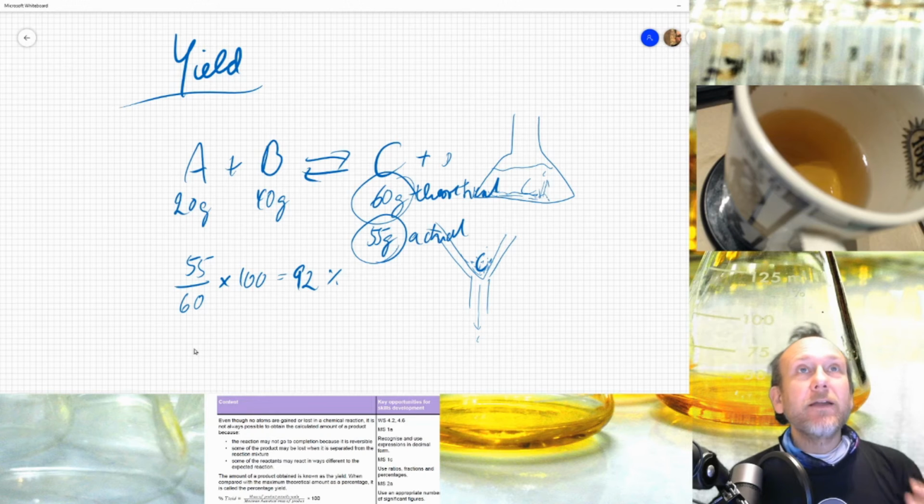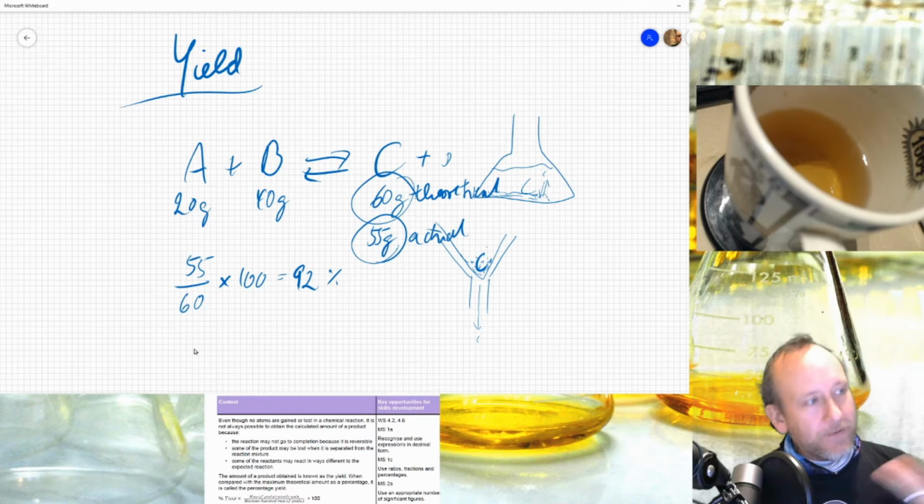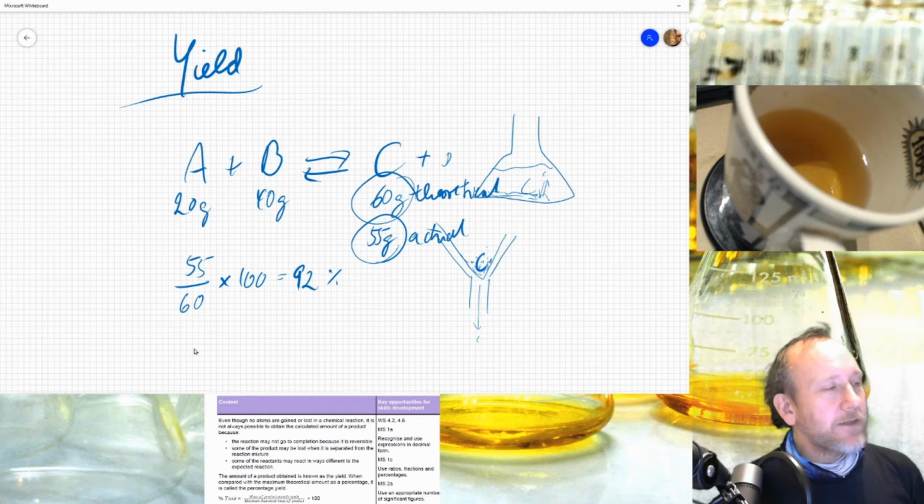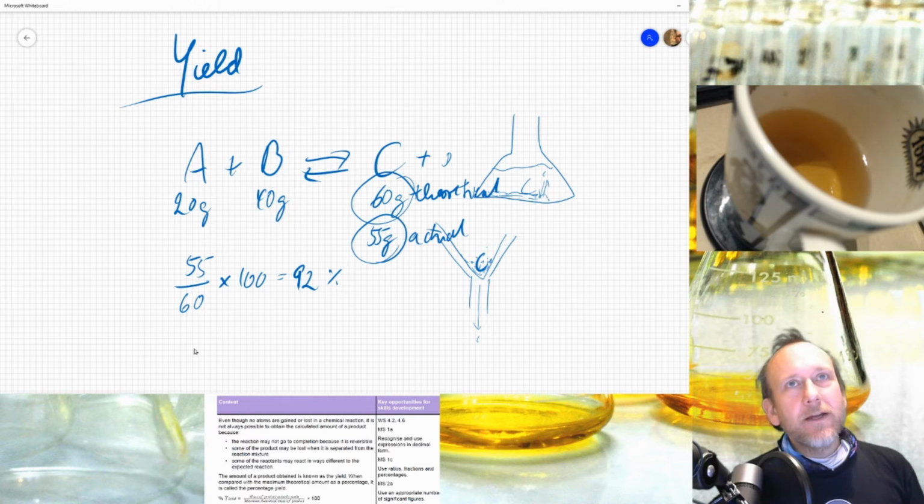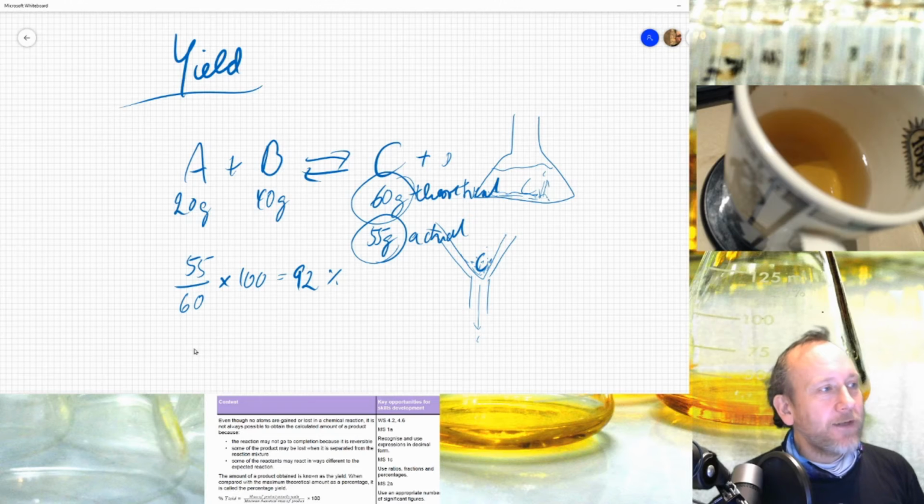Now that would be a really, really good yield. Most of the time, it's not that good. Okay, so that's something to get used to. So it makes sense if you've got 55, that is nearly all of it. So it's always the smaller number divided by the bigger number, times it by 100, and that's what gets you your yield. That shouldn't take a lot of thinking about.